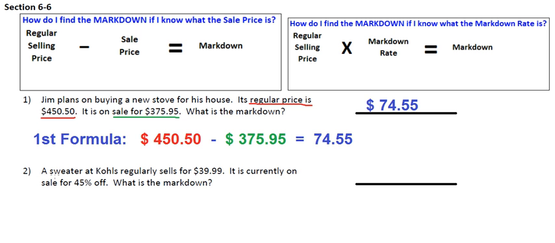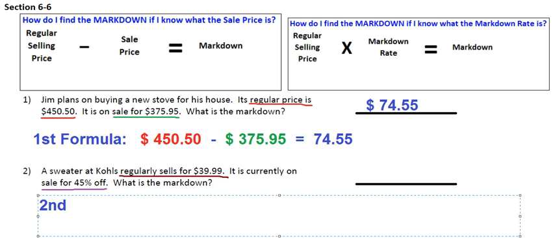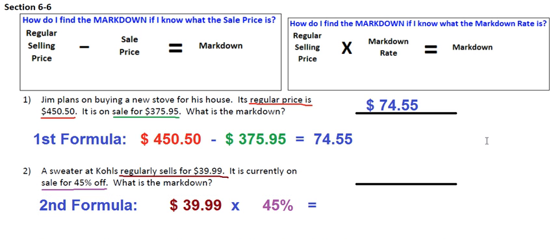For formula number 2, a sweater at Kohl's regularly sells for $39.99. It is currently on sale for 45% off. What is the markdown? Well, for this particular problem, we're going to use the second formula. We need to know the regular price of the sweater, $39.99, and we're going to multiply it times 45%. Now, we've talked about this before in class.